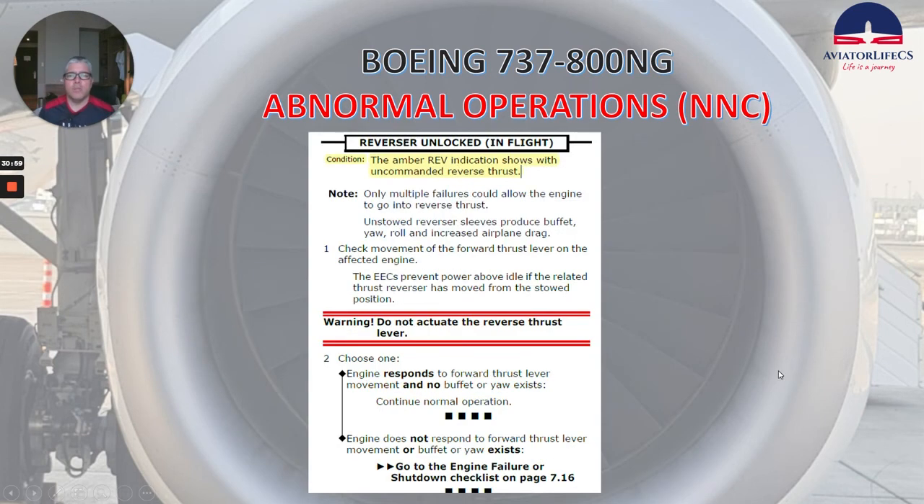Reverser unlock in flight. Condition: the amber reverse indication shows with no command for reverse thrust. Note, only multiple failures could allow the engine to go into reverse thrust. Unstowed reverser sleeves produce buffet, yaw, roll, and increase airplane drag. So this checklist is not that long. There you have it. Remember that warning there: do not activate the reverse thrust lever.